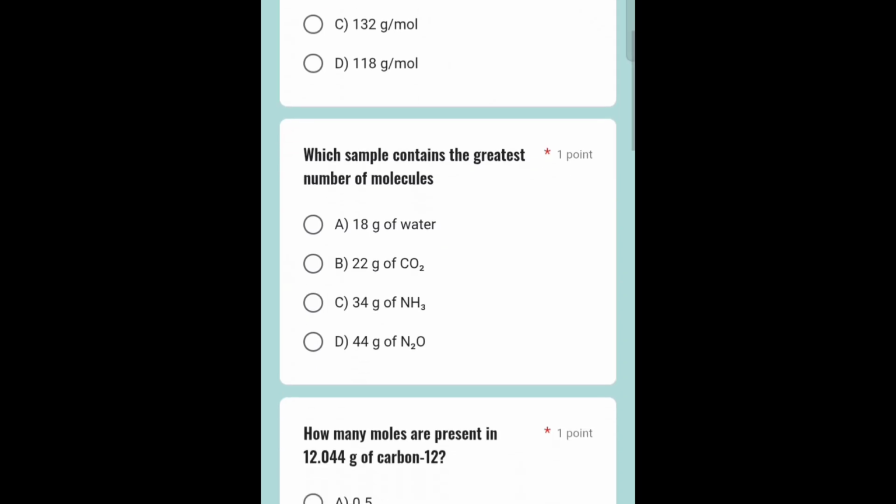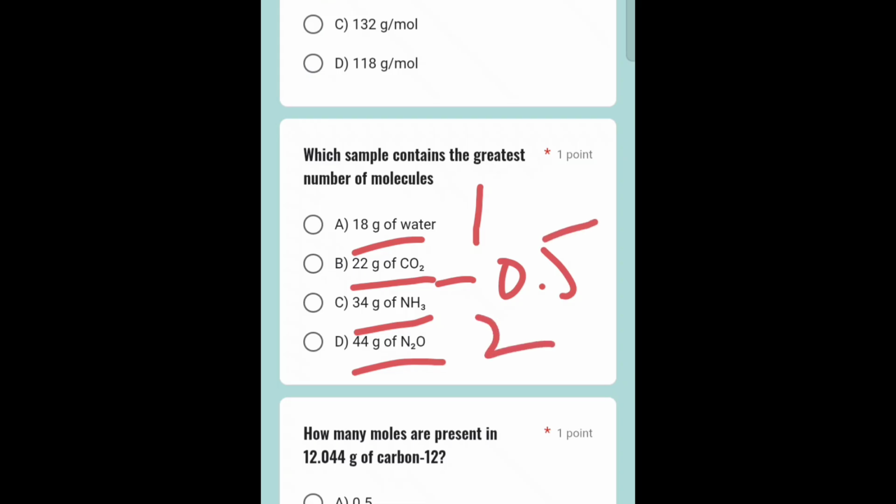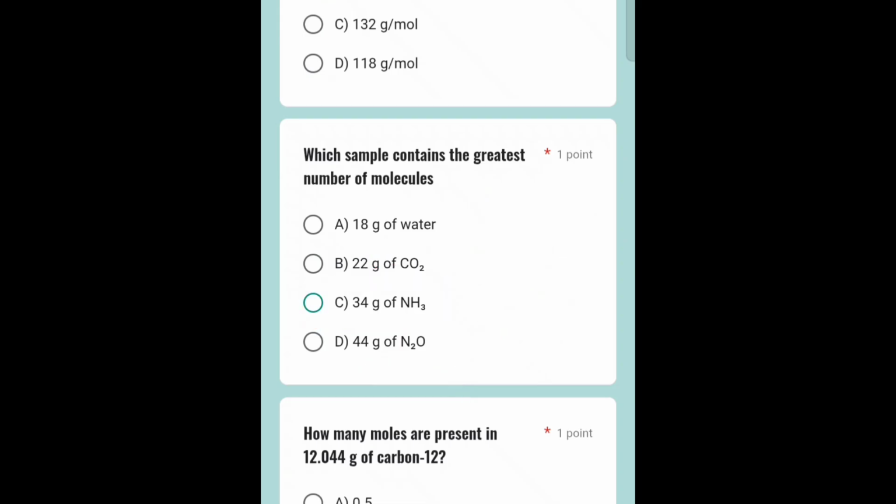Which sample contains a greater number of molecules? First of all, you have been given grams, so first find the number of moles. Water has 1 mole, CO2 has 0.5 moles, nitrogen has 2 moles, and NH3 has 1 mole. So the greatest number of molecules is present in the one that has the greater number of moles. So this will be C.